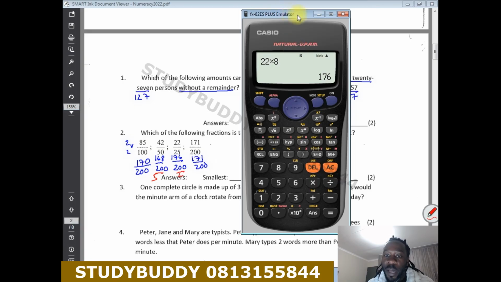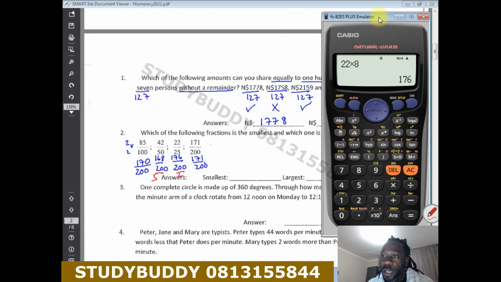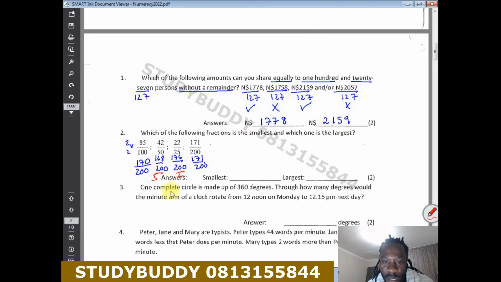Now when you are writing the answers, you write them as the original numbers. In this case, the smallest is 168 over 200, but it was originally 42 over 50, so you write it as 42 over 50. You don't write the converted value. The largest is 176 over 200, but you write it as it was originally given, 22 over 25. Done.